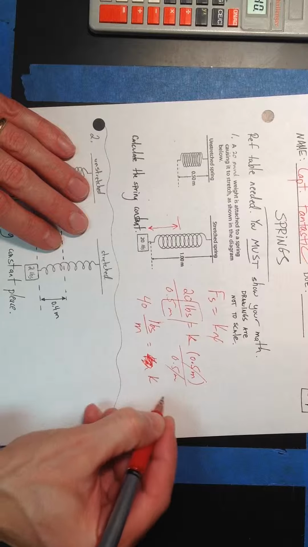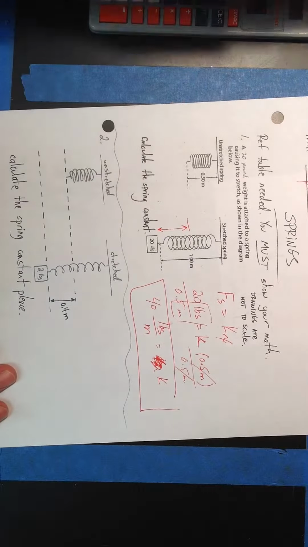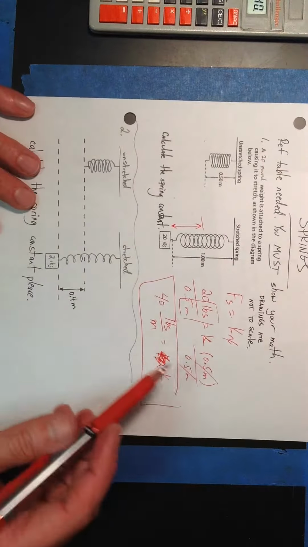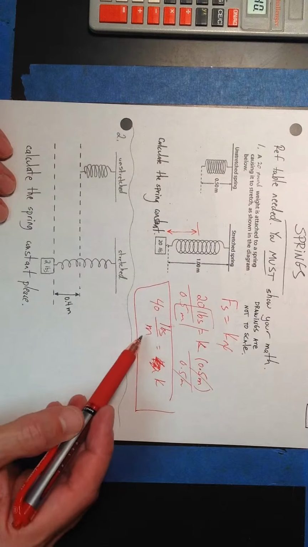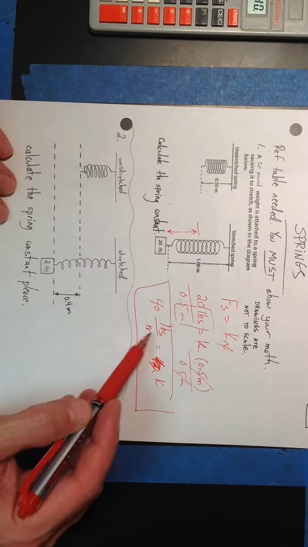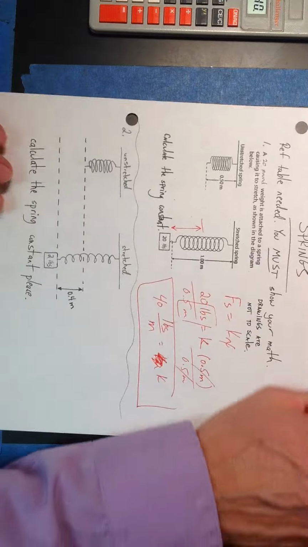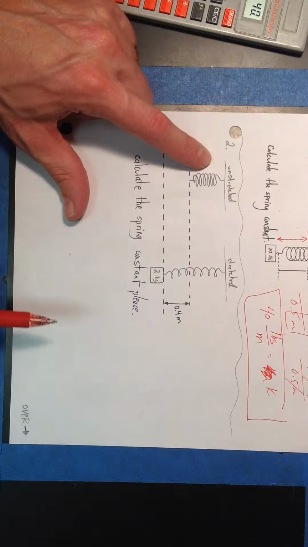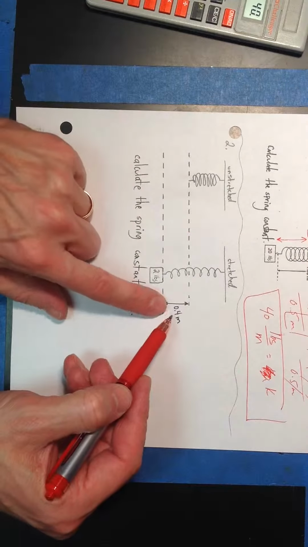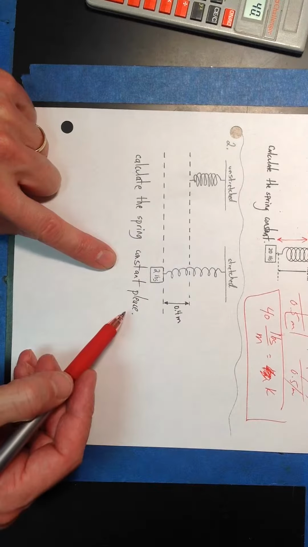That should just be K. That's the answer right there, 40 pounds per meter. So that means if you put 40 pounds on the spring, it'll stretch 1 meter. For every meter it stretches, 40 pounds of force. That's what that means. Number 2, unstretched, similar thing. And this, I'm giving you the elongation, 0.4 meters. Find the spring constant.